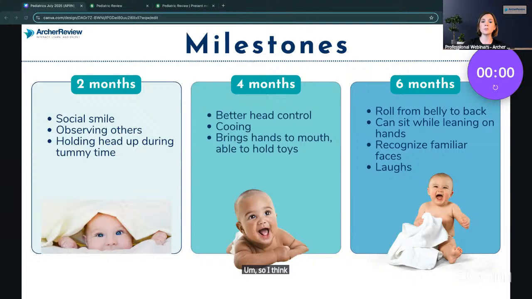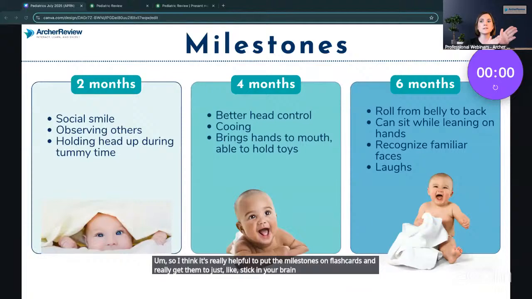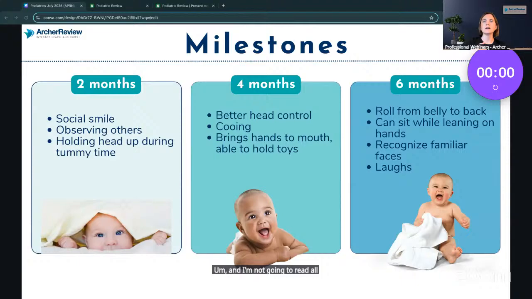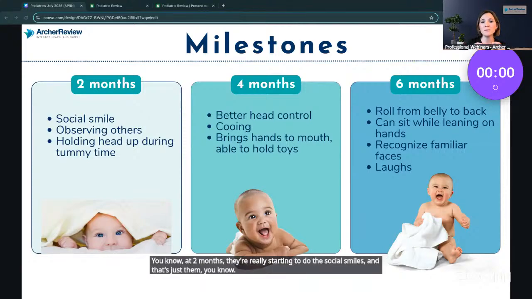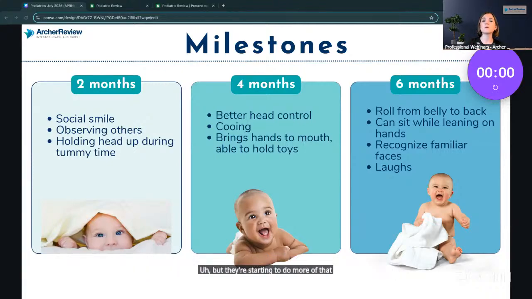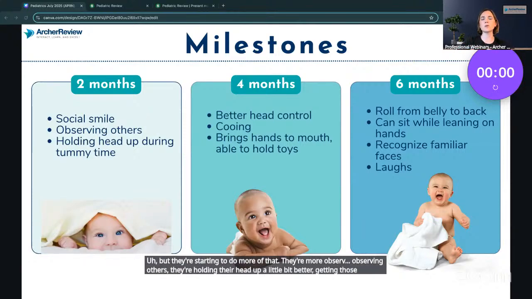Sometimes these are like the first signs that something's going on and we've got to dig a little deeper. So I think it's really helpful to put the milestones on flashcards and really get them to stick in your brain, so you know what to look for with each age group. I'm not going to read all of these, but I put some highlights up there of some of the ones that boards tend to like, those buzzwords. At 2 months, they're really starting to do the social smiles, and that's just them looking at you and cooing and making smiley faces, starting to smile back at you. They may not do it every single time, but they're starting to do more of that. They're more observing others. They're holding their head up a little bit better, getting those neck and core muscles stronger.